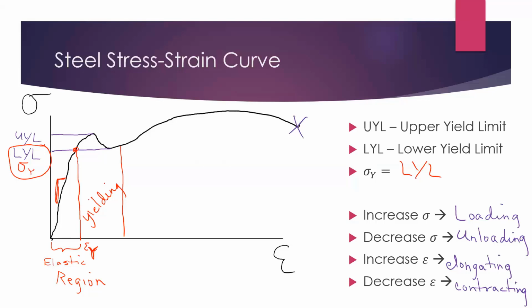Because the next region is what we call strain hardening, and that is when you start getting an increase in your stress again. That doesn't happen for all materials. Some materials will not have a dip and then go back up. Some materials will just plateau after they reach their yield. But for structural steel, we see this dip and then we get strain hardening.